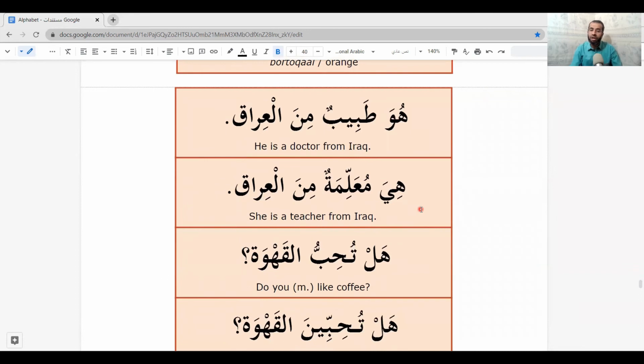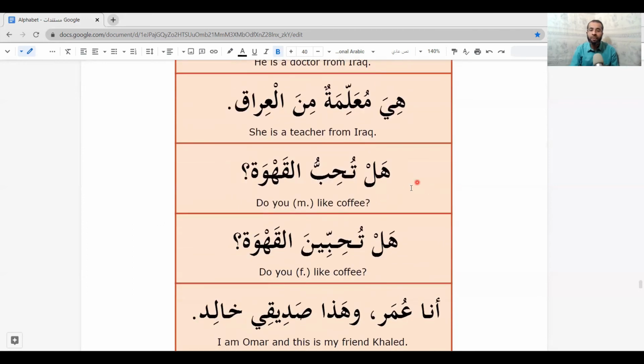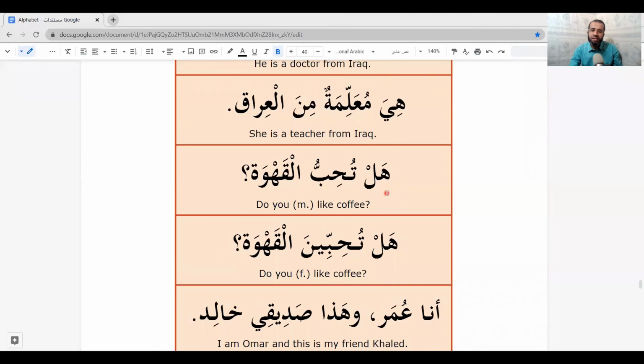The next sentence. She is a teacher from Iraq. هي معلمة. تاء مربوطة with تنوين الضم. We say معلمة من العراق. هي معلمة من العراق. So هو, he is a doctor, male. Here we say she is a teacher, female teacher. That's why here we have تاء مربوطة. هي معلمة من العراق.